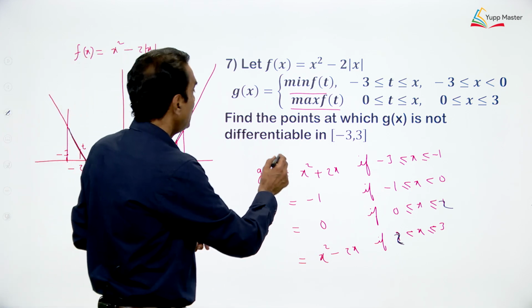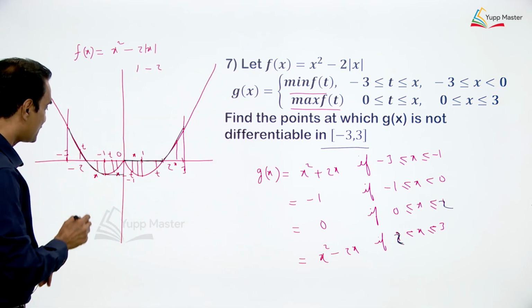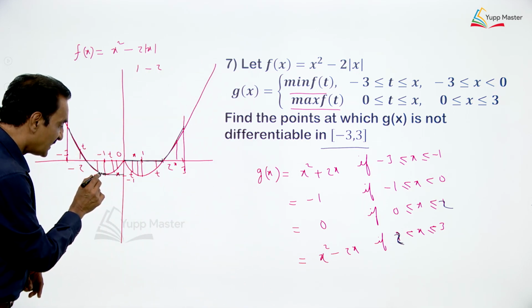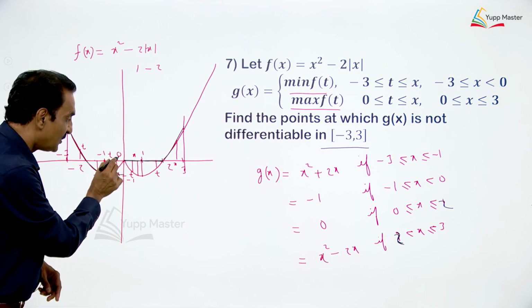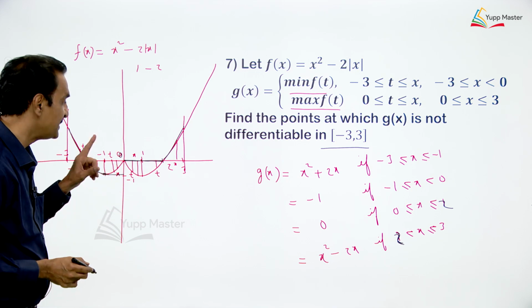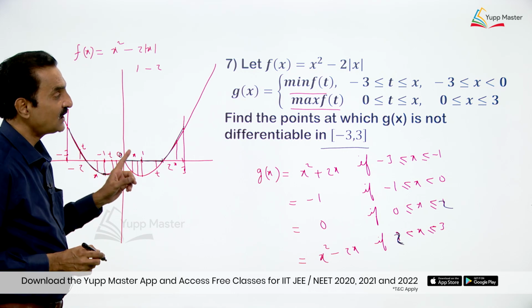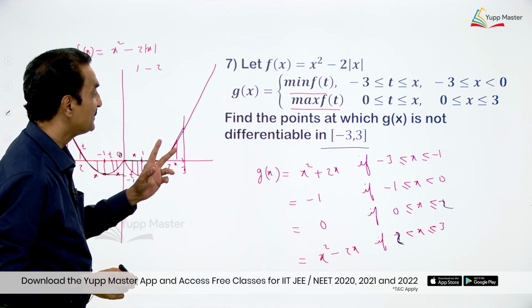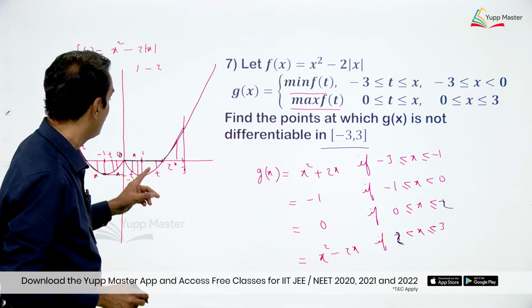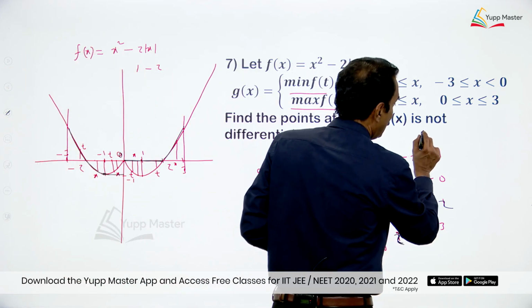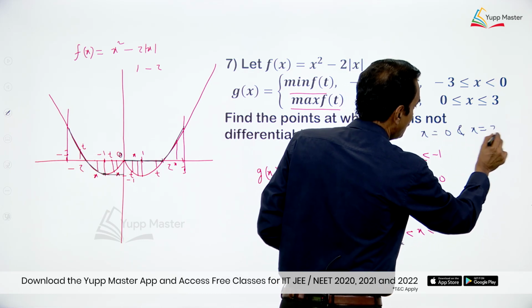Now, at what points is it not differentiable in this interval? Observe the sharp corners. This is not a sharp corner, it is a smooth bend. At 0 it is discontinuous, so at 0 it is not differentiable, 1 point, and this is a sharp corner. This is the second point. So, totally g of x is not differentiable at x is equal to 0 and x is equal to 2. This is the answer.